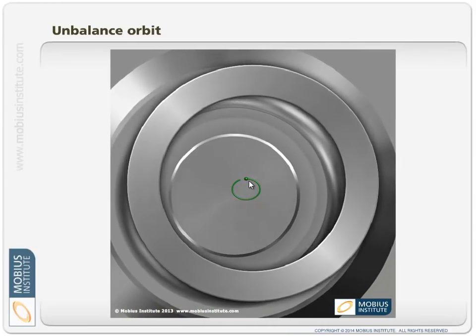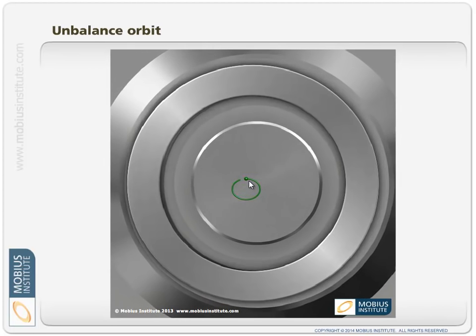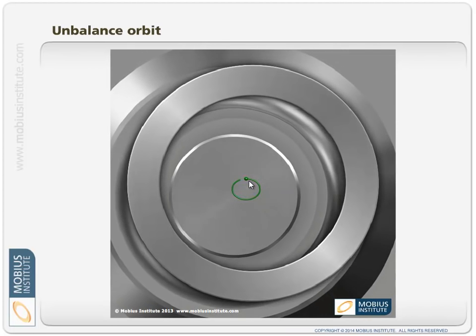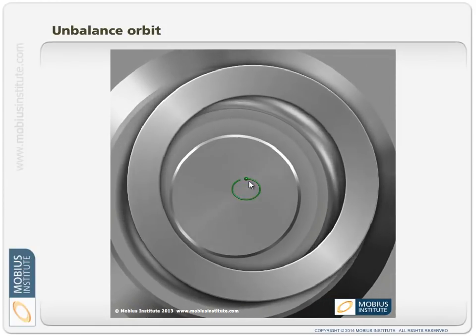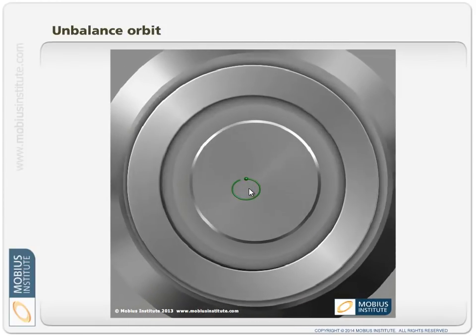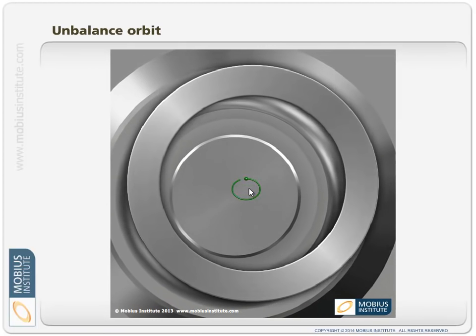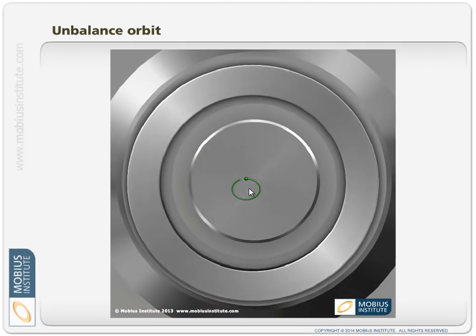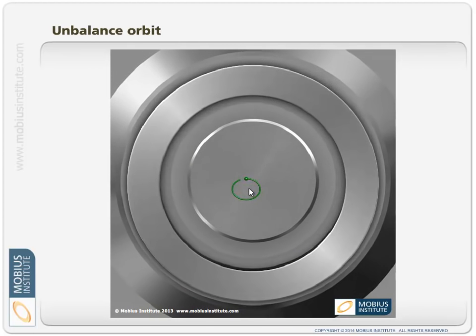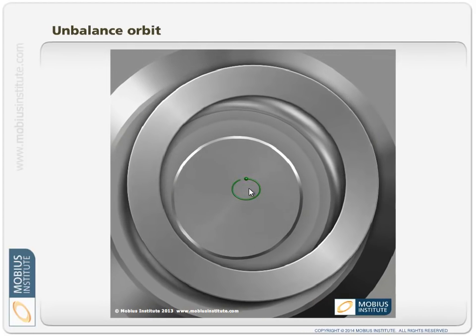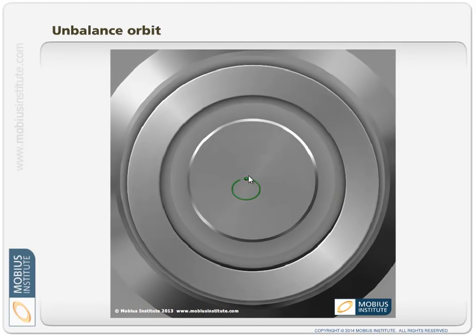If we looked at an orbit, and now the amplitudes were much greater, we can again look at the shape of the orbit and see that it's slightly elliptical, which is normal, but it's not a tilted ellipse. So I might look at that and say, okay, my unbalanced forces are now significantly higher than they were just a moment ago. I'm getting a lot of motion. I can see it's still forward precession.